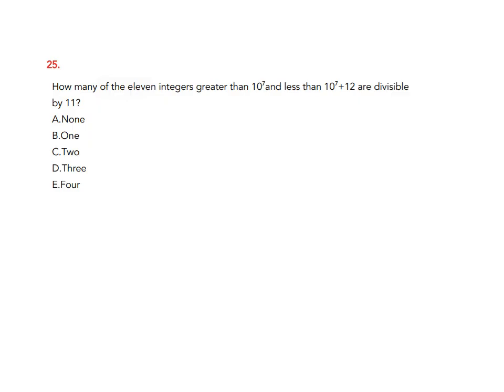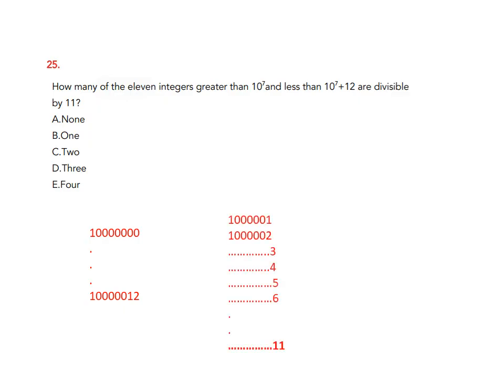So how many of the 11 integers greater than 10 to the power 7 and less than 10 to the power 7 plus 12 are divisible by 11? So 10 to the power 7, how can I write it? 1 and include 7 zeros. And then just add 12. So 1, 5 zeros, 12. So between these numbers, how many numbers are divisible by 11? 1 to 12. Just 1 to 12. How many numbers are divisible by 11? That is 11. So in this case, we'll get that only one number is divisible by 11.